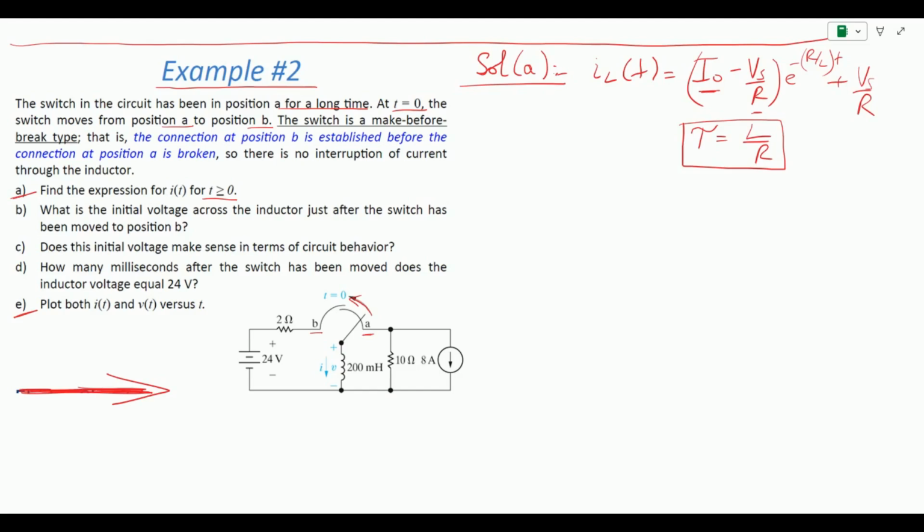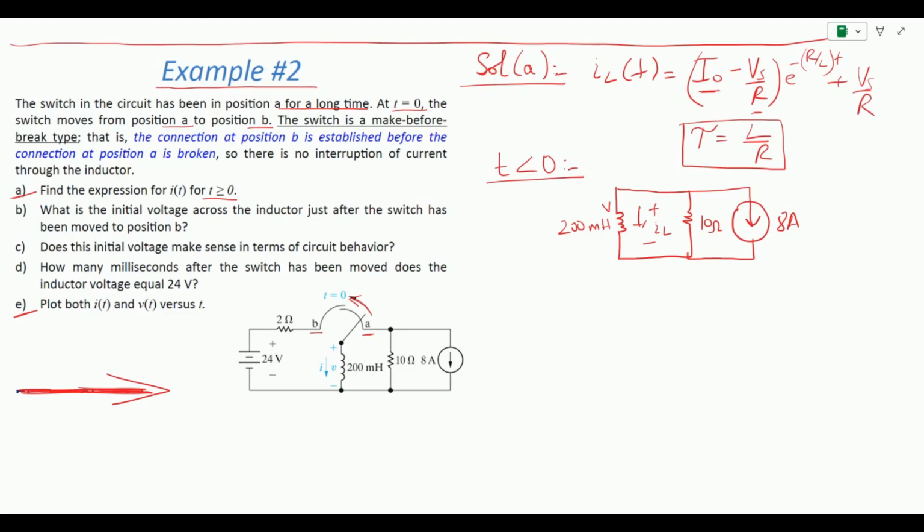So in order to find I naught, we first have to see what happens to the circuit when time is less than 0. When time is less than 0, we have this form of a circuit where the position of the switch is at point A. So we are only having an inductor followed by a resistor, and then we have the current source of 8 amps in the downward direction. This is 10 ohm and this is 200 millihenry, and the flow of current is from top to down, and the voltage is appearing over here. So we need to first figure out what is the value of current when time is less than 0.